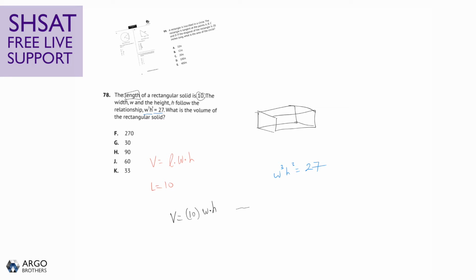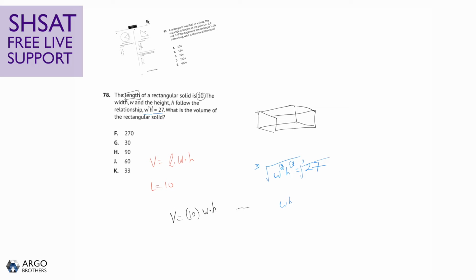Now I have to manipulate this equation, because if I can, I can figure out what w times h is equal to. Look at it. I have a cubed here and a cubed here. What if I go ahead and take the cubic root of this? If I take a cubic root of one side, I must do it to the other side. So what is the cubic root of 27?